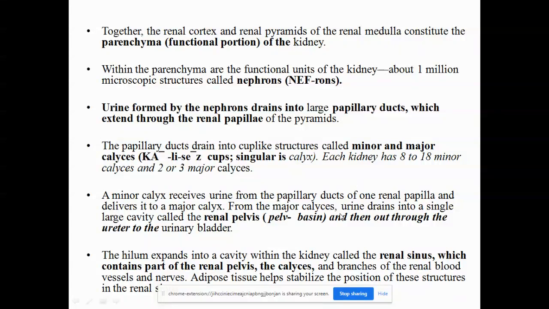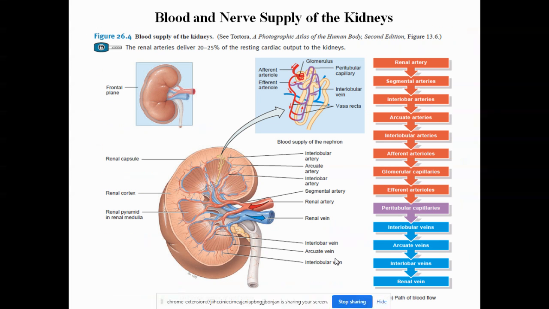From the major calyx, urine drains into a single large cavity called the renal pelvis, and then out through the ureter to the urinary bladder. The hilum expands into a cavity within the kidney called the renal sinus. Hope you can recollect from the previous slides what a renal sinus is, which contains part of the renal pelvis, the calyces, and branches of the renal blood vessels and nerves. Adipose tissue helps to stabilize these structures in the renal sinus. So this is how the pathway of the urine flows.